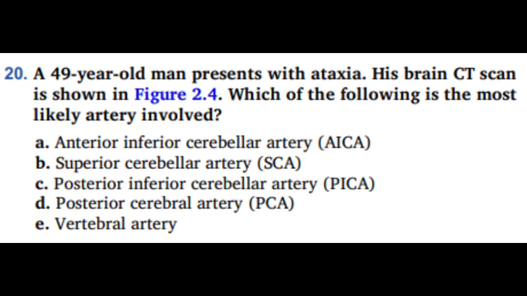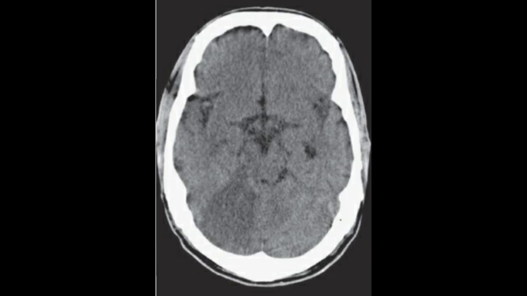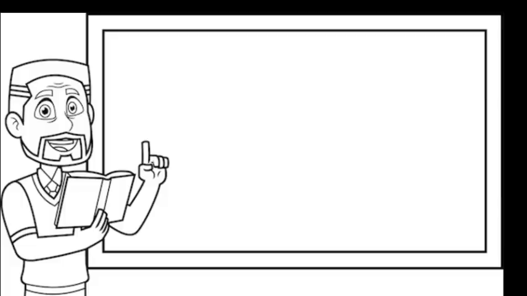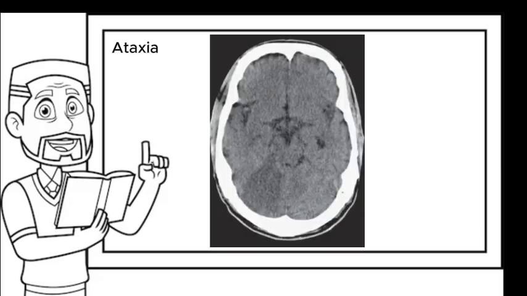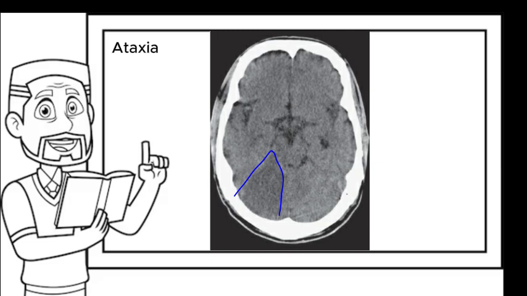Let's take a look at the CT. So, what do you think? Well, this case tells us that this man has ataxia. His brain CT shows a right-sided cerebellar infarct, but it's not just anywhere. It is located superiorly in the upper part of the cerebellar hemisphere.